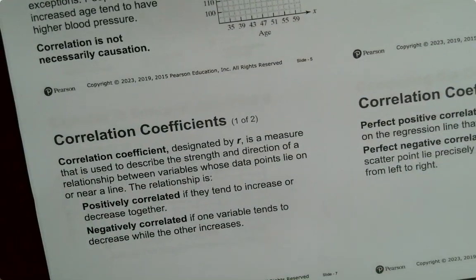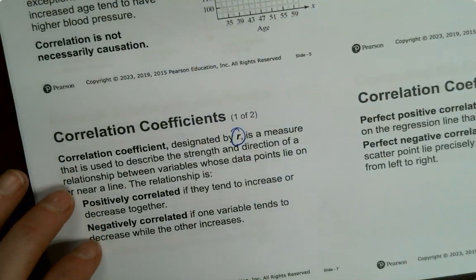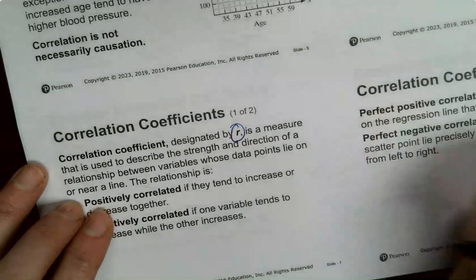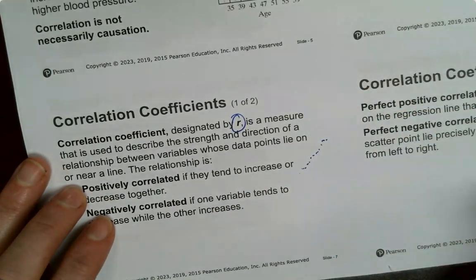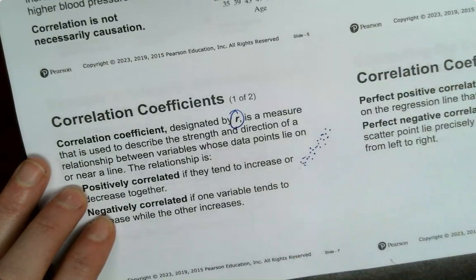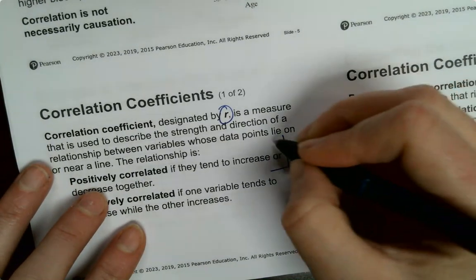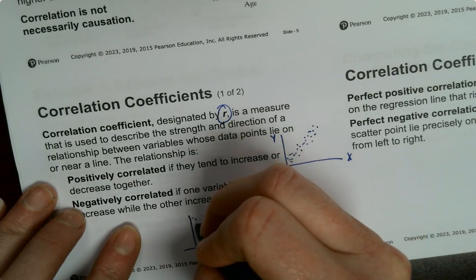Correlation coefficient is going to be identified by the letter r. It's a measure that's used to describe the strength and direction of a relationship between variables whose points lie on or near a line. So positive looks like it's going up, an upward trend. So that would be considered positive. You have your x and y axis here. And then negative would be, of course, if it's going downhill.